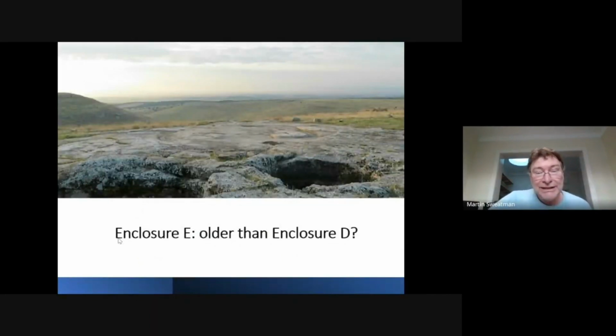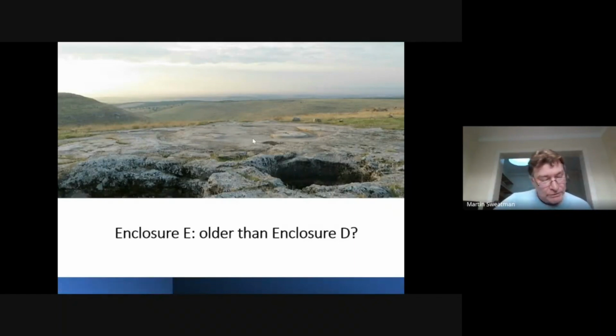Now this is enclosure E, which lies outside the main excavation area. And you can see it was once an enclosure like the others because it has a pair of stone sockets here in the middle of the smooth bedrock floor. But its walls and pillars are missing.